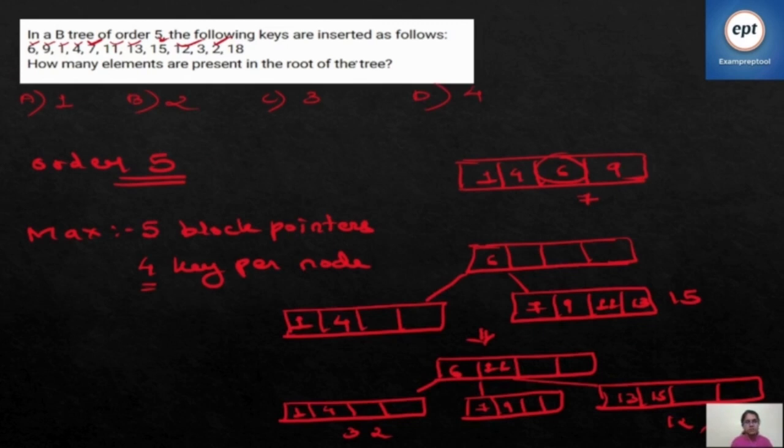The question is asking how many elements are present in the root of the tree. In the root of the tree, only two elements are present, which are 6 and 11. So the answer will be B. Two elements are present. Okay, let's move to the next question.